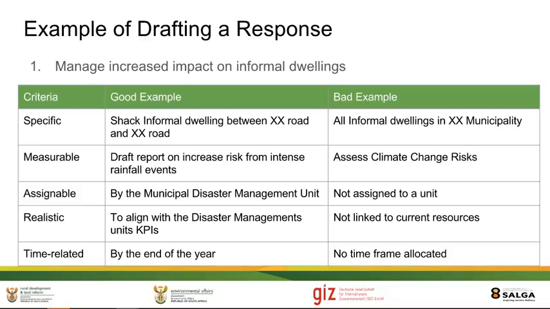Assigning a project implementer is important as the project can be allocated to a unit or department. Not assigning the project to a unit is a bad example. Aligning with disaster management unit KPIs is more realistic, as this increases the chances of the response being delivered. Not linking it to current or available resources is another bad example here. Lastly, setting a clear time frame, like at the end of the financial year, is more realistic than not having one at all. You will not be able to track whether progress is being made with the identified responses.